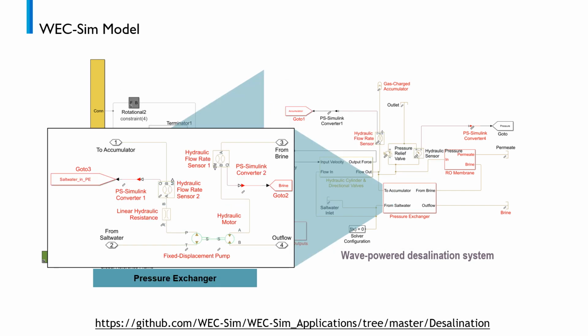The pressure exchanger block takes in brine from the RO membrane and salt water from the ocean, and then pressurizes the working fluid and passes it back into the system. Altogether, each of these subsystems are what comprise the wave-powered desalination plant system model in WEC-Sim.